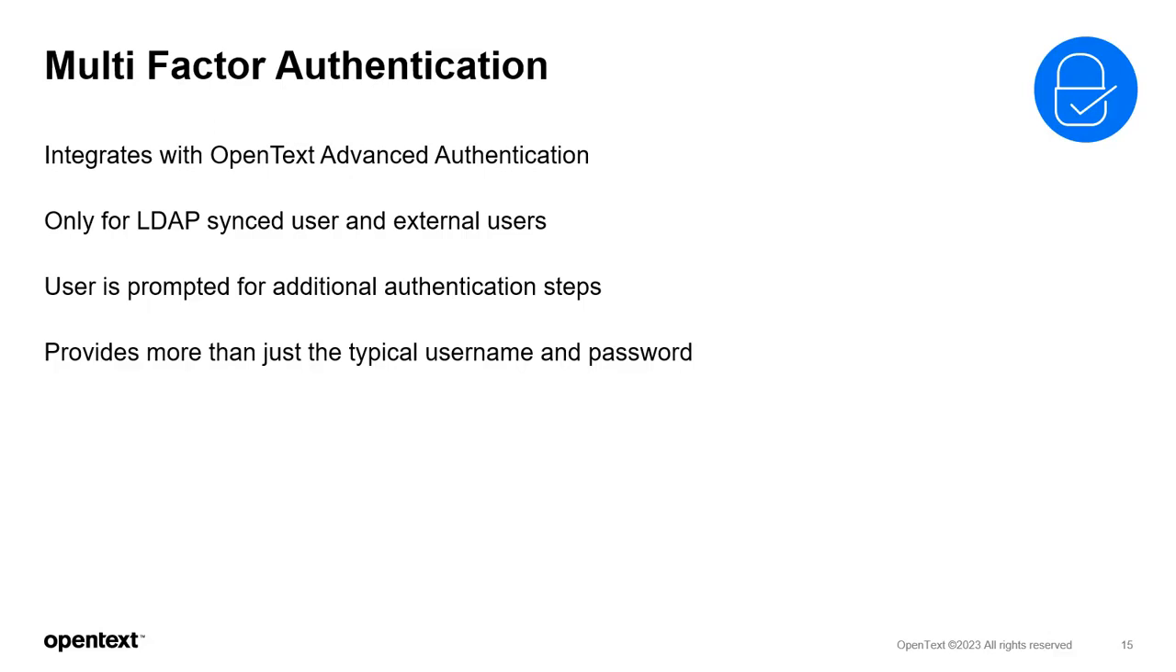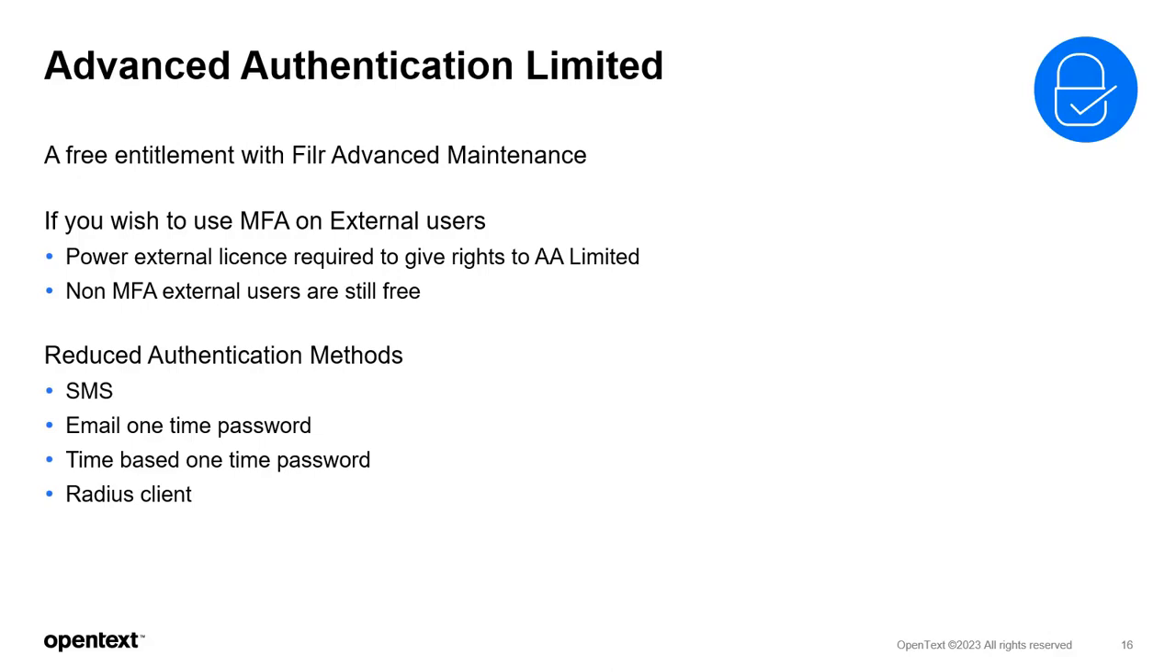With Filr Advanced, you do get an entitlement with your maintenance to OpenText Advanced Authentication Limited, so there's no additional license cost to get this working. If you wanted to, you can upgrade that to a full advanced authentication product. Obviously, there's license costs involved in that. That will give you methods such as smartphone push notification, facial recognition, geofencing, where you can only authenticate, for instance, if you're within a particular building, and so on. Just so you're aware, we do have another additional license which will give MFA for your external users.